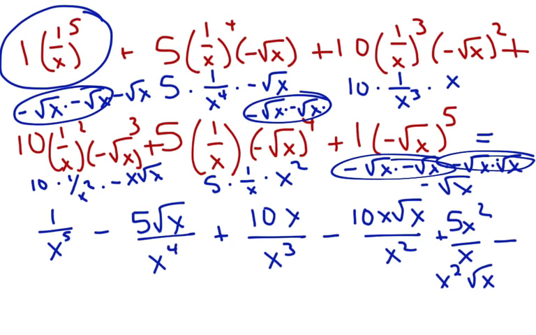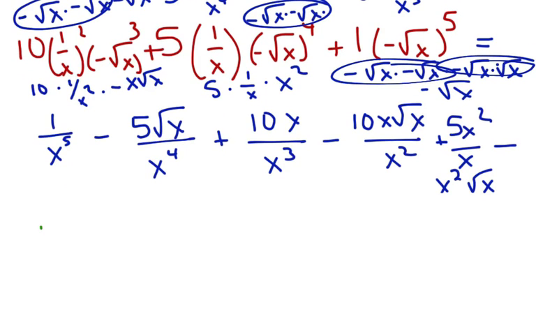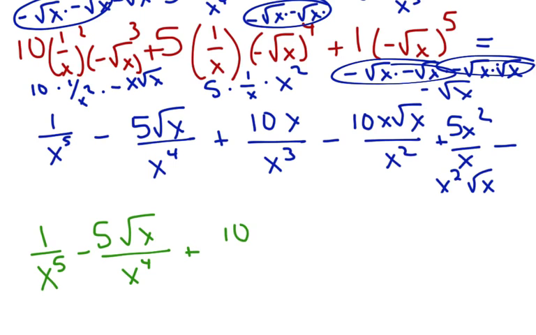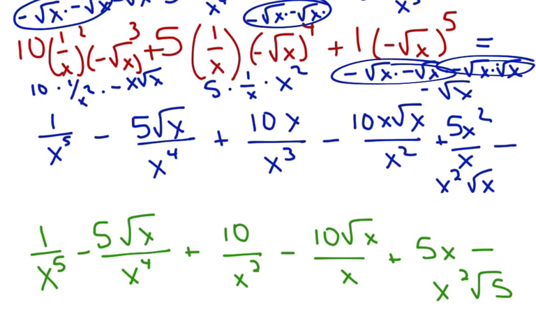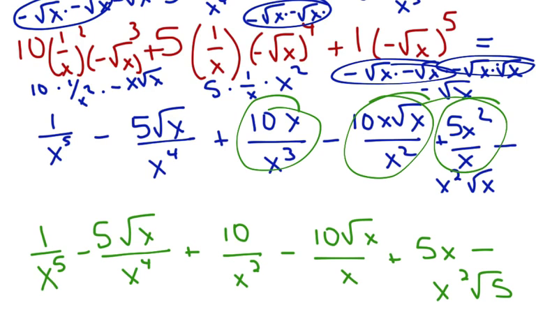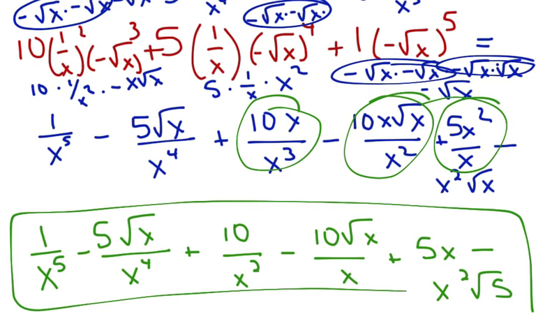If you can get this far in this problem, I'd give you 3 out of 4 points. It wouldn't be 4 out of 4 because you would have to do the simplifying of fractions, like the third term is really 10 over x squared. The fourth term is really 10 square root of x over x. The next term is 5x, and those are the only fractions that could actually be simplified. So this would be the final answer.